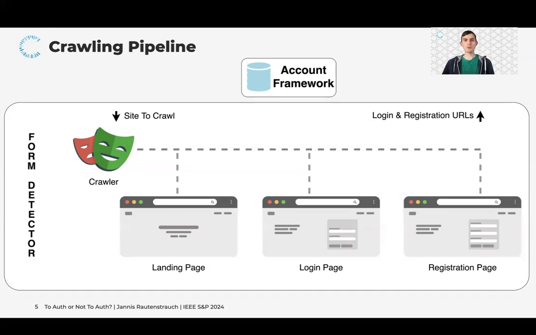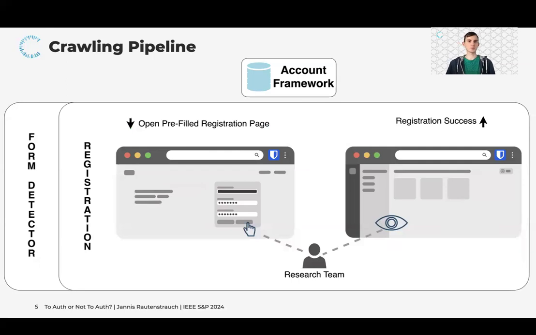This is helpful because in the second step, the registration step, we want to register on websites. And because we have the form detector, we only do this on websites where we know there should be a registration option, and also we directly start with the registration page. Our tool opens the registration page, and then we use the Bitwarden browser extension to automatically pre-fill the fields such as the email address or the password with the correct data.